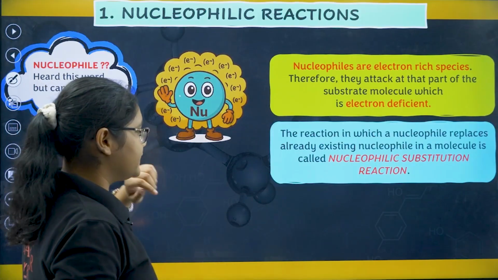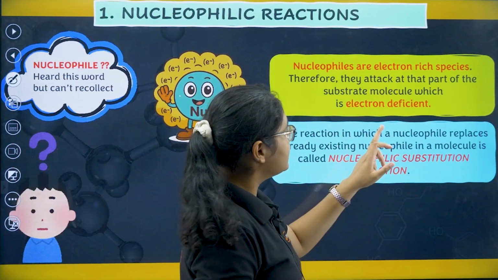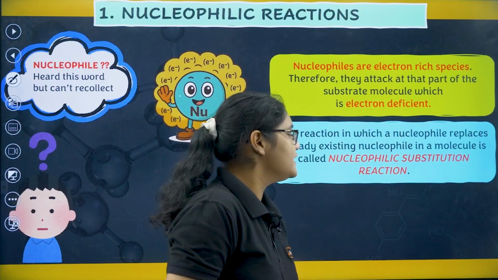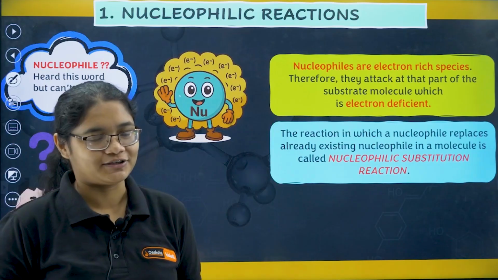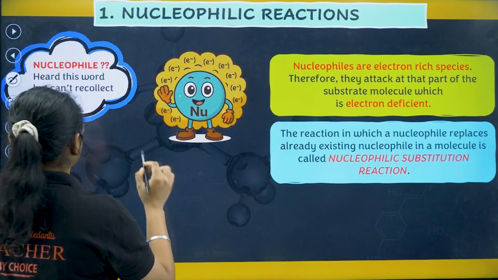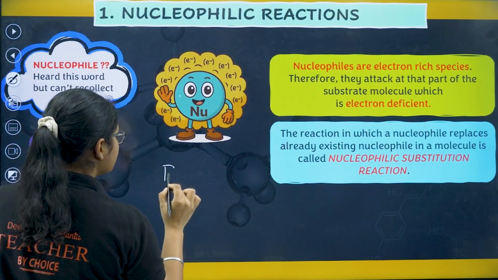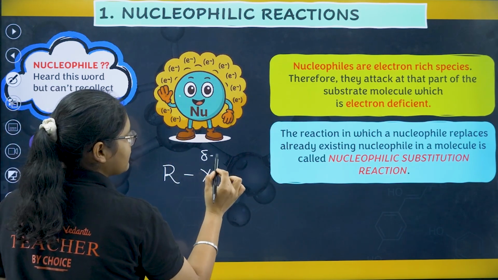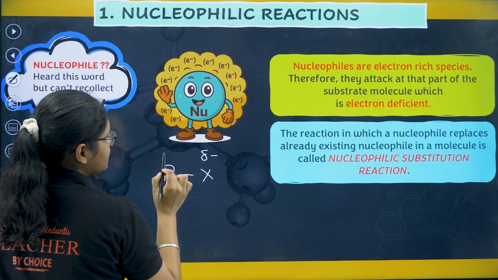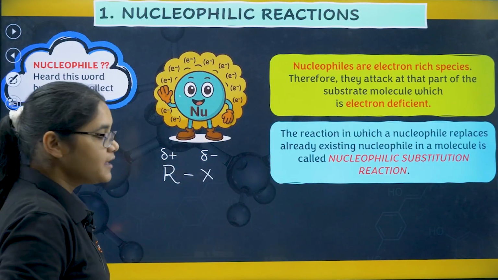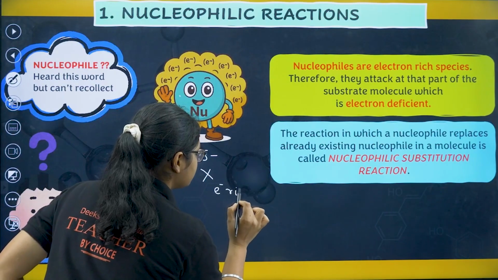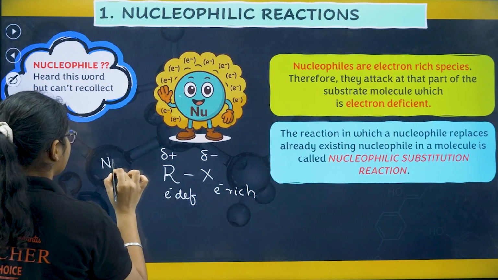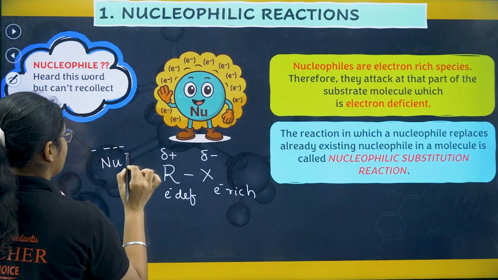Now coming to the next thing, the reactions in which a nucleophile replaces an already existing nucleophile in a molecule are called nucleophilic substitution reactions. We have seen in the last class the nature of the C-X bond, right? I have told you that in RX, X is more electronegative, so it is slightly negative in charge, and this carbon is slightly positive in charge. So this is electron rich and this is electron deficient, right? And we have a nucleophile which is very rich in electrons.